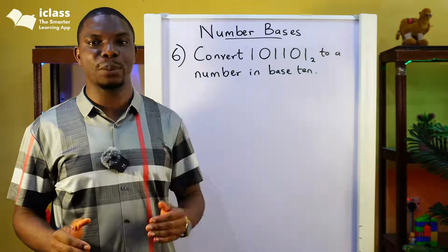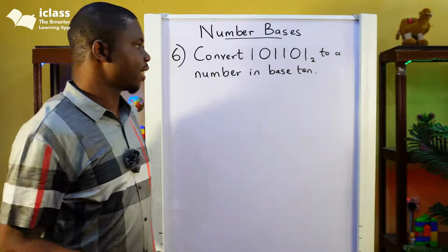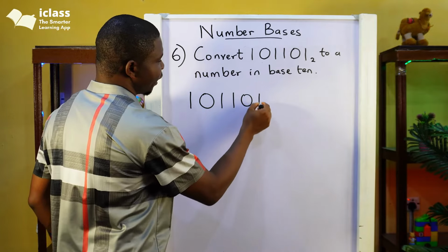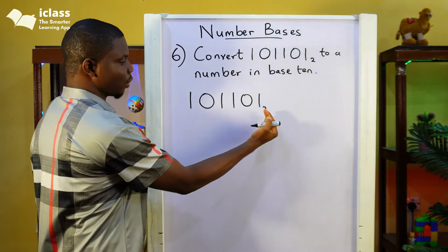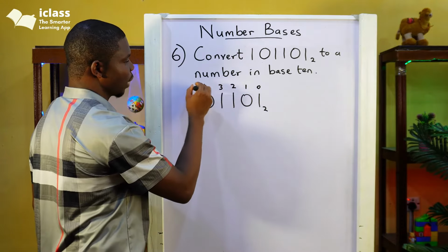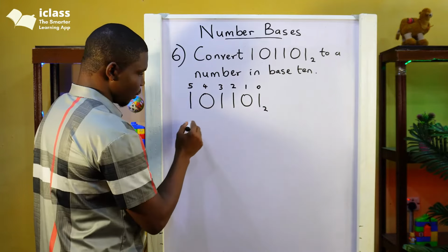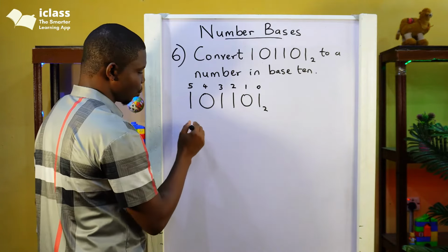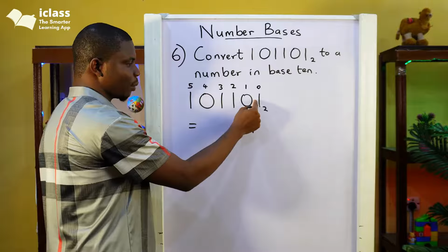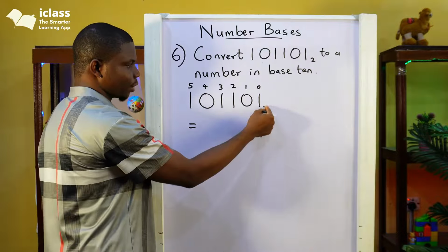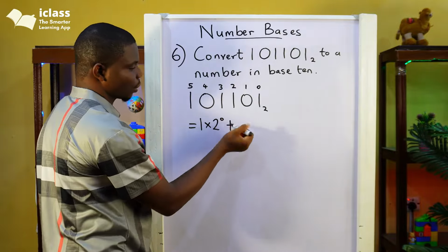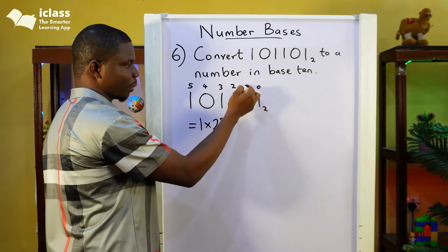Next, let's see how we convert from other bases to base 10. The first thing you want to do when converting from other bases to base 10 is to label the digits. So we label from 0 upwards this way. So 0, 1, 2, 3, 4, 5. So this 101101 base 2 will be equal to 1 times 2 raised to power 0. So the digit times the base raised to power the label. Okay? So 1 times 2 raised to power 0 plus the digit times the base raised to power the label.